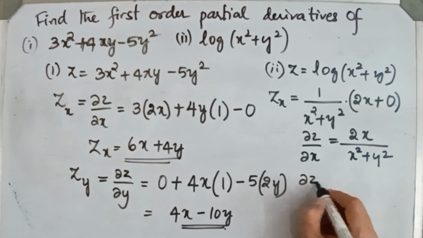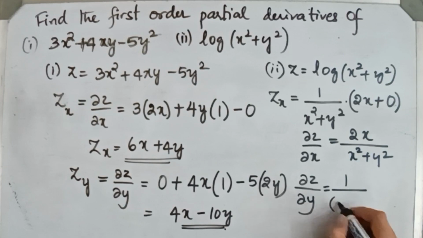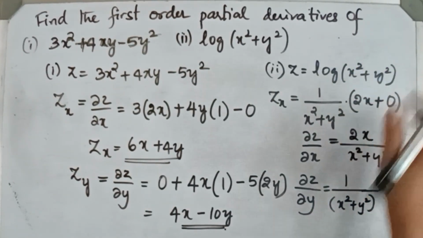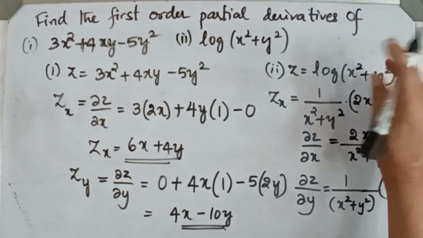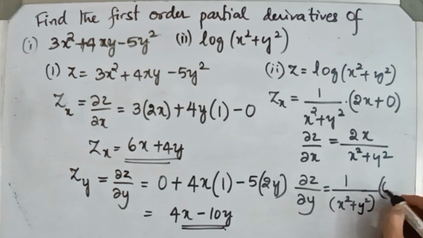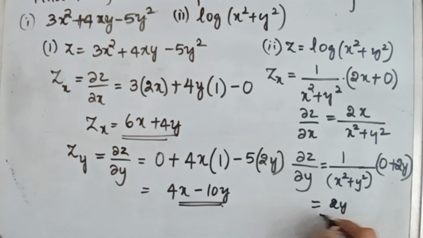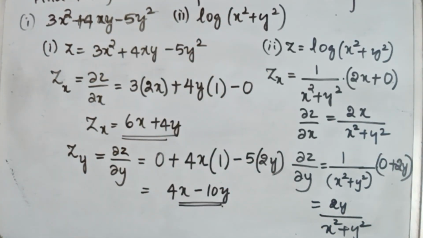Similarly, the first partial derivative of z with respect to y: the derivative of log of any function is 1 by that function, then the chain rule, the derivative of (x² plus y²) partially with respect to y. So treat x as a constant. So x to the power of any value is still a constant, 0, plus the derivative of y² is 2y. So that gives you 2y divided by (x² plus y²). This is how we calculate the first partial derivatives of the given two variable function.